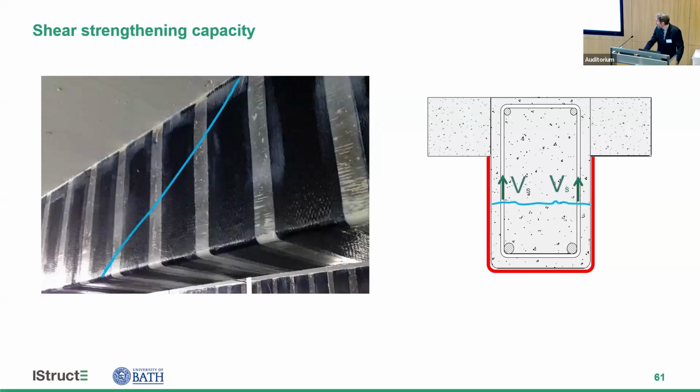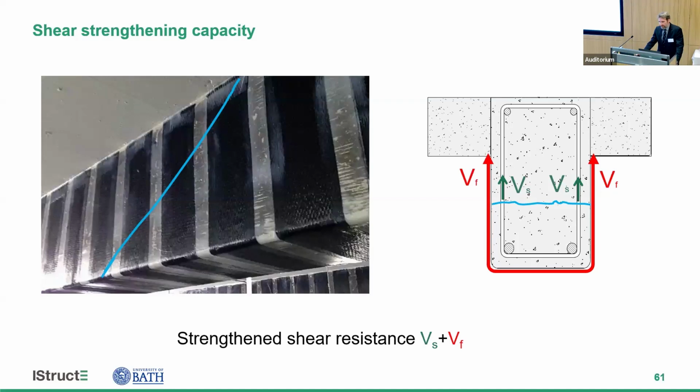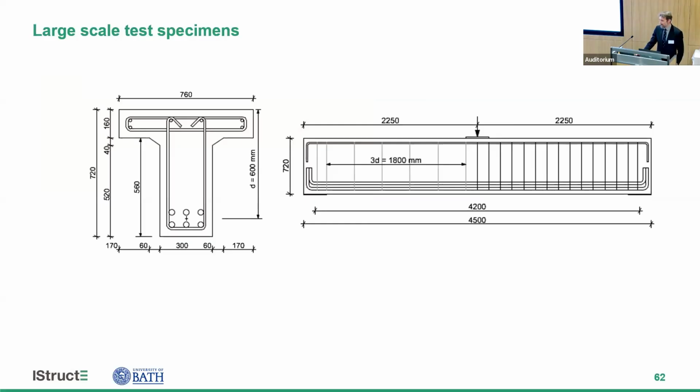And when a shear crack forms, we get a contribution from the steel, and we get a contribution from the FRP, and that FRP contribution is, again, normally governed by the bond resistance of the FRP. And so it is assumed that we can get both of those happening at the same time. And we wanted to explore that for some large-scale beams.